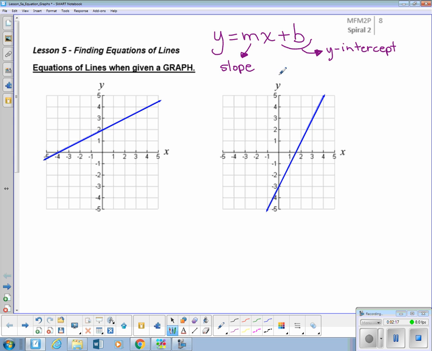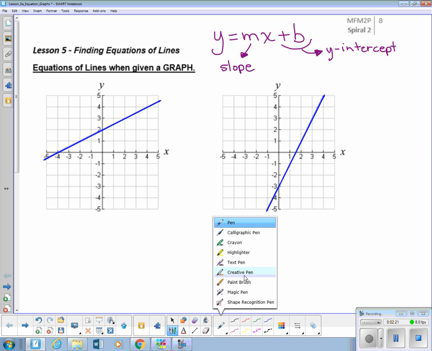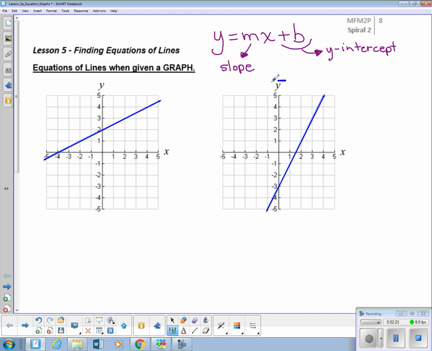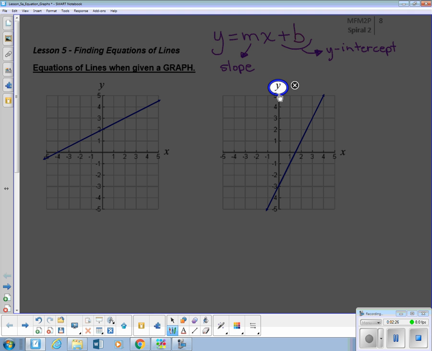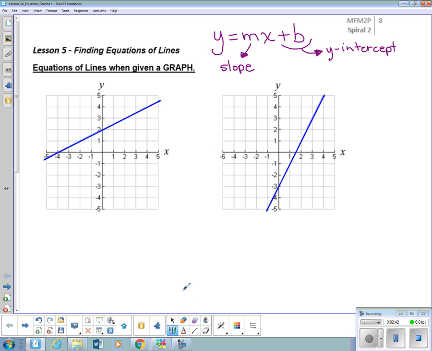So if I look at this one for a second, and I'll just change to my magic pen. I find the y-axis and I follow it down until I find where the line crosses this axis. And in this case, you can see it's -3. So if I wanted the y-intercept for this line, I would write down -3.